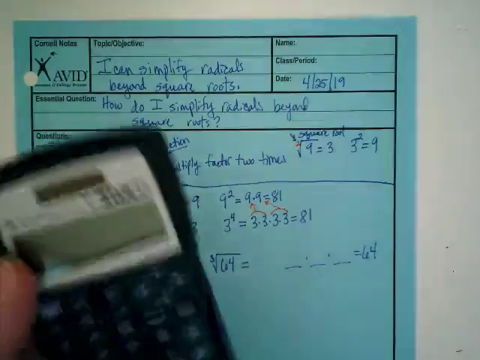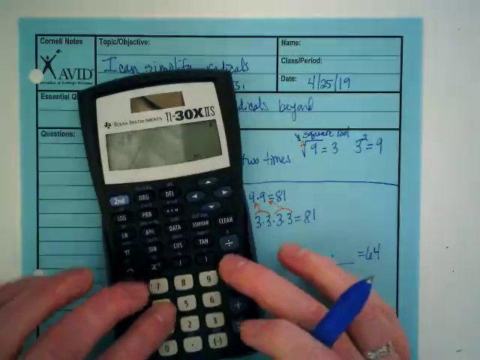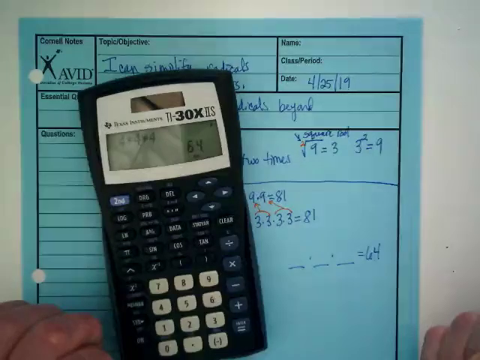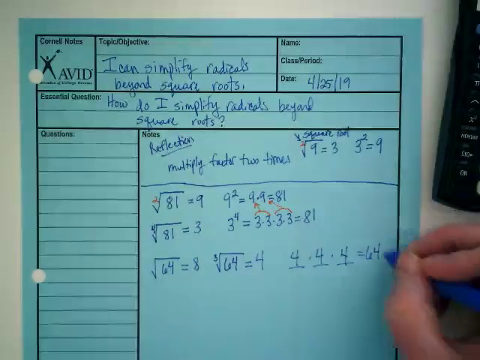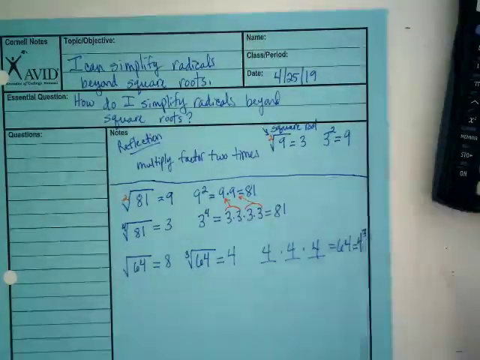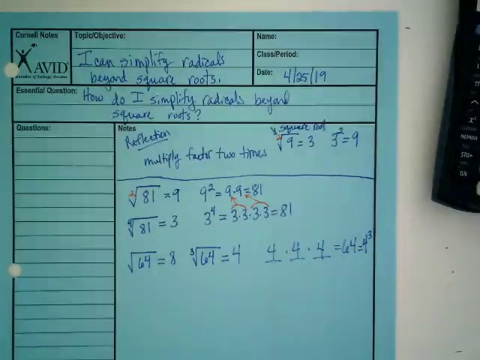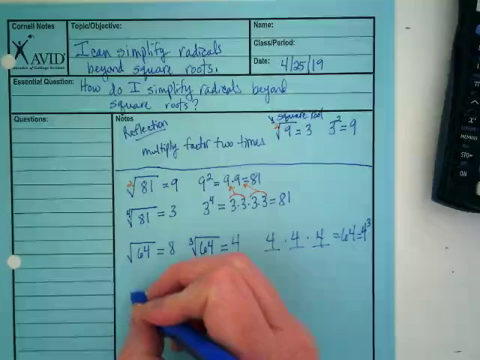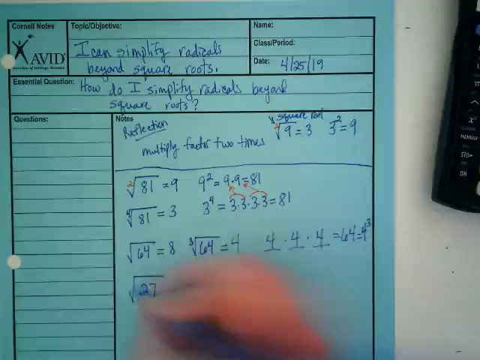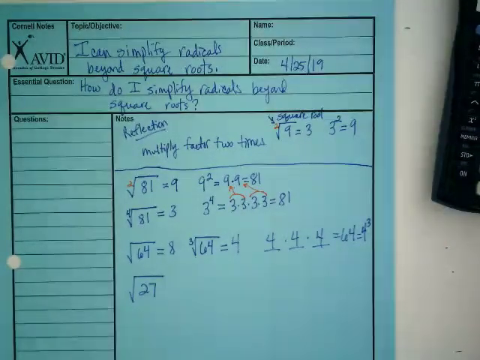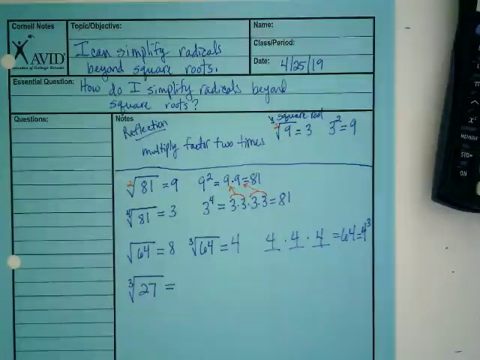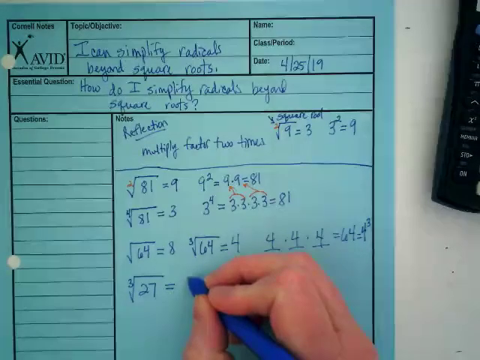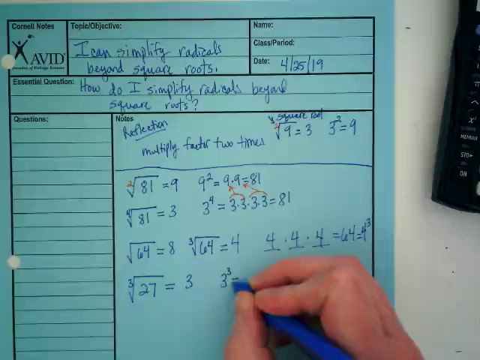4. Let's try it. If I've got 4 times 4 times 4, that gets us to 64. So our answer to this one is 4, which means, I'm going to just finish this on the side, 4 to the 3rd power is also equal to 64. We wouldn't have a square root of 27 that was a whole number, but we could have what we call a cube root of 27. And what would that number be? 3. Because 3 to the 3rd power is equal to 27.